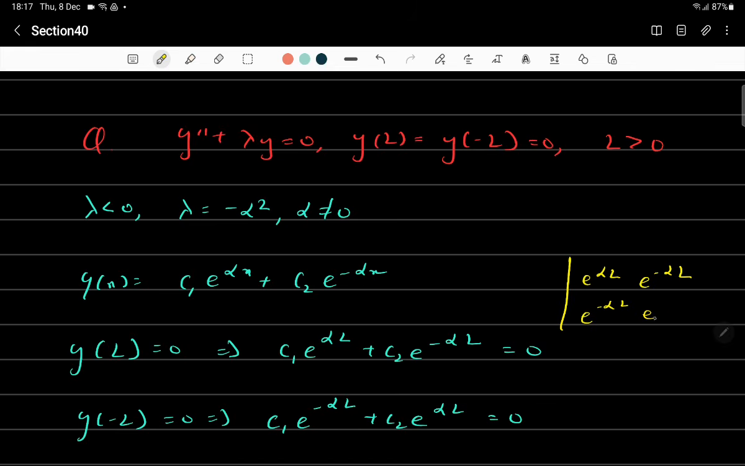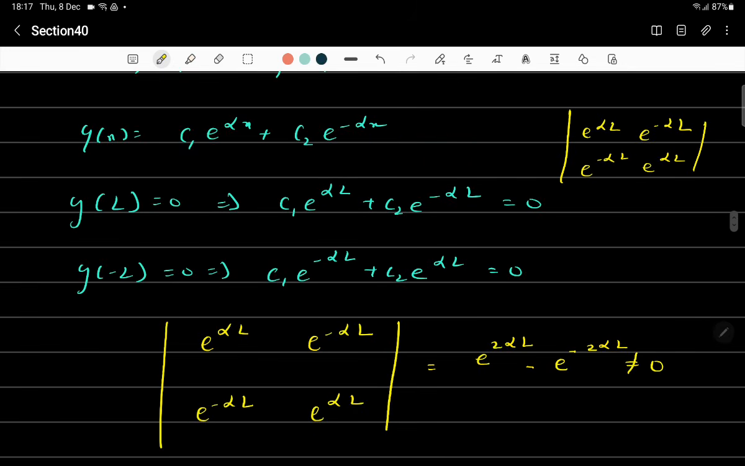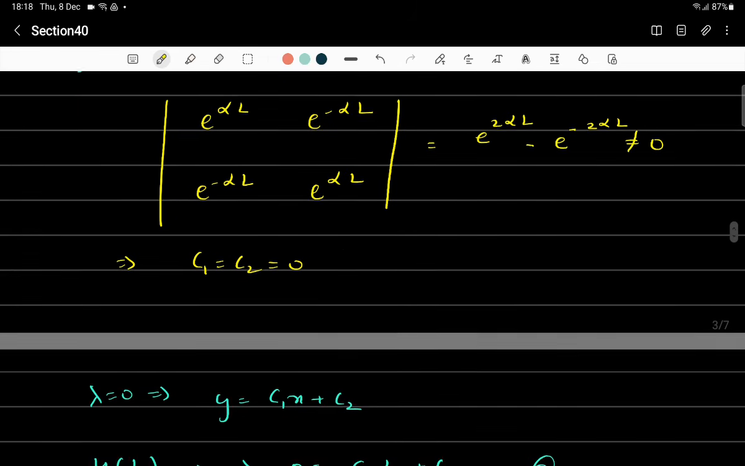Yes, and I know that if I compute its determinant, it comes out to be e raised to power 2 alpha l minus e raised to power minus 2 alpha l, which is for sure non-zero. It means that the system of equations has a unique solution, and it is a homogeneous system of equations. So C1 = 0, C2 = 0, which means we will get the trivial solution.